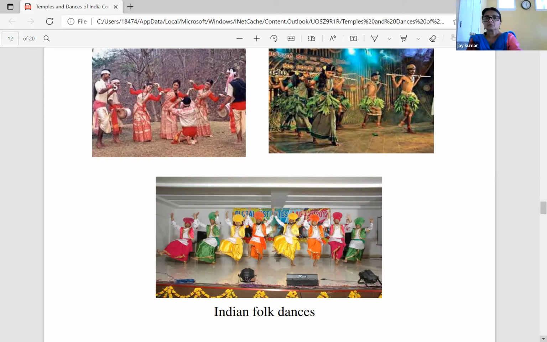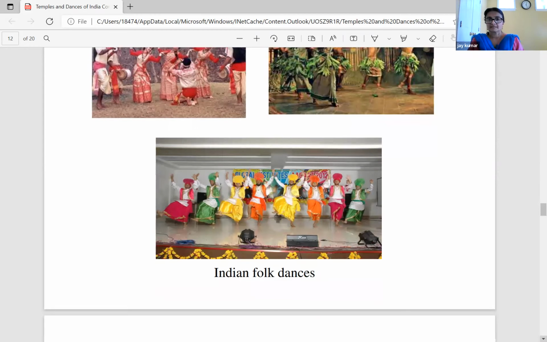The other 2 on the right-hand side are from my home state, which is a dance performed after they have a yield, that is, a harvest dance. That's why they have leaves around their waist. That's done by both male and female. This one is from Himachal Pradesh, near the Himalayan mountains.